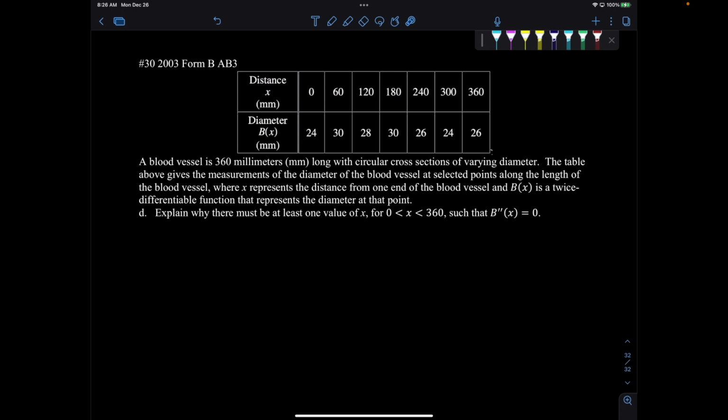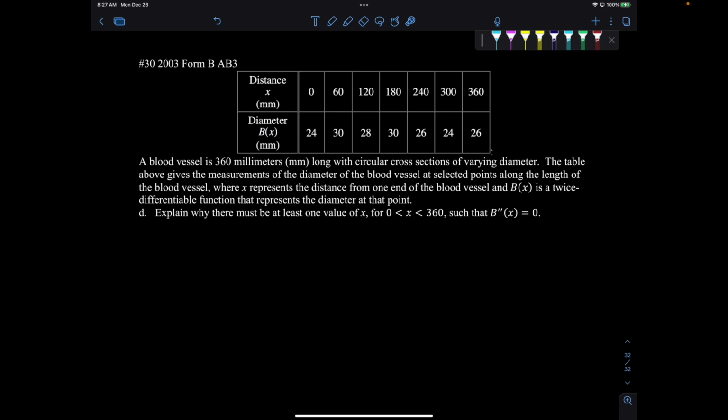A blood vessel is 360 millimeters long, with circular cross-section of varying diameter. The table above gives the measurements of the diameter of the blood vessel. B of x is twice differentiable, and represents the diameter. Explain why there must be at least one value of x between 0 and 360 such that b double prime equals 0.